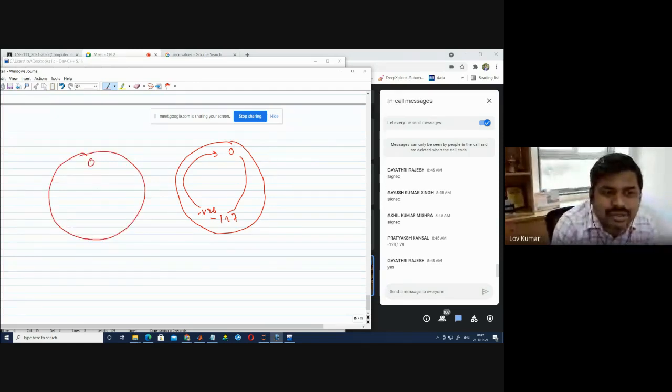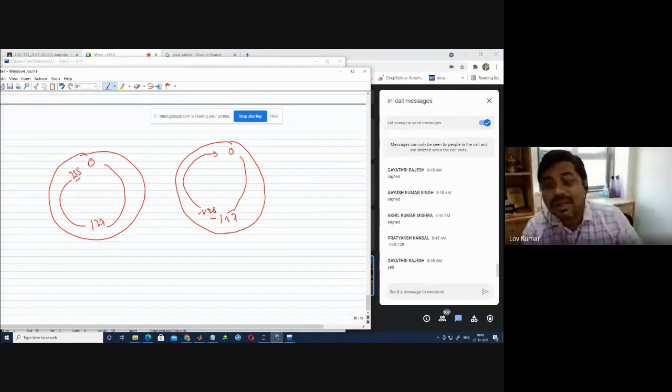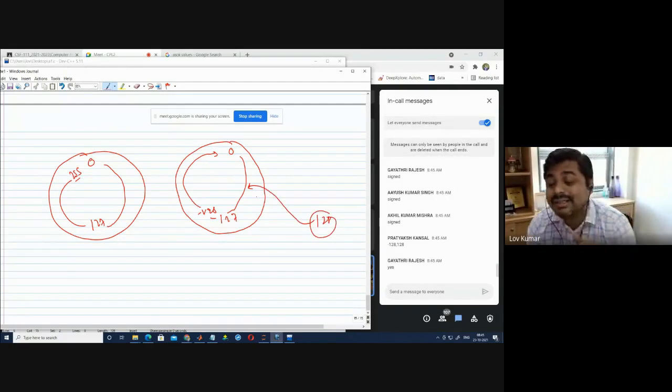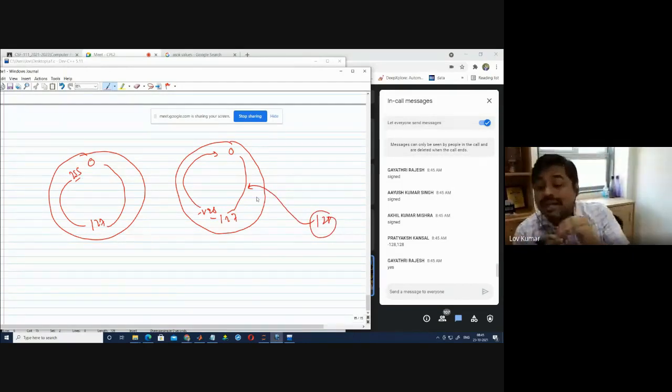You have to write 0, and this one will start from 0. It will come to 255. Again, it will start from 0. Now you can see we are going to store the 128. Can we store 128 in this variable? Can we store 128 in a signed number? Can it be stored?